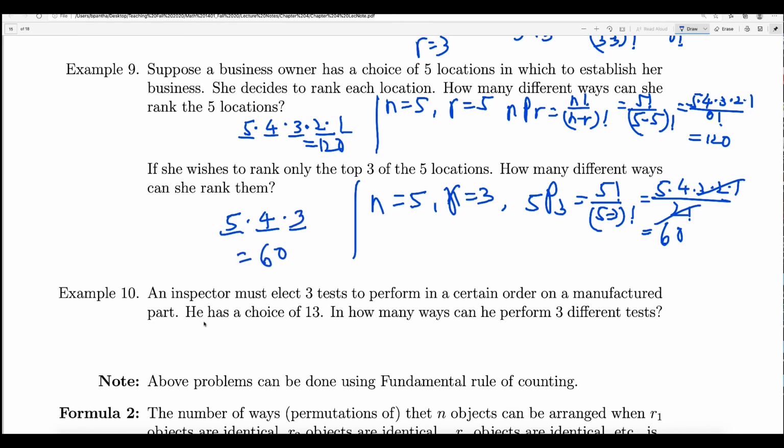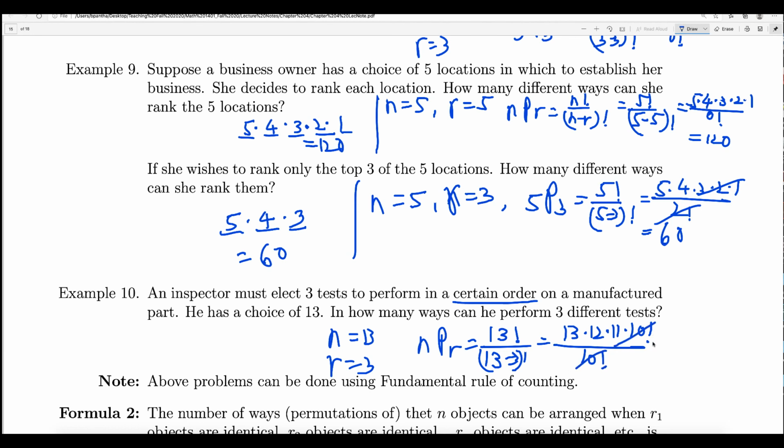All right. Now example 10: an inspector must select 3 tests to perform in a certain order. So order matters here. On a manufactured part, he has a choice of 13. How many different ways can he perform 3 different tests? So it is again n equals 13, r equals 3. So you need to do nPr equals 13 factorial over 13 minus 3 factorial. So this will give you 13 times 12 times 11 times 10 factorial over 10 factorial. So you cancel that out. What do you get? 13 times 12 times 11. That's what you get when you multiply.